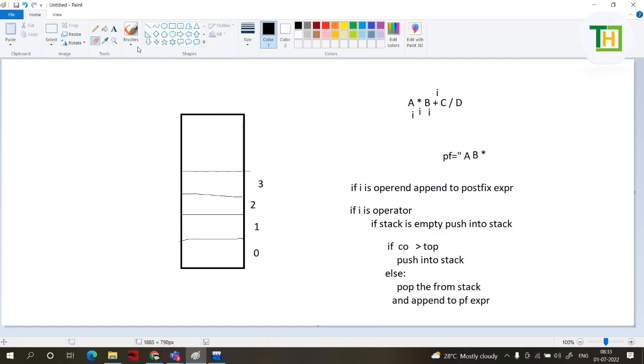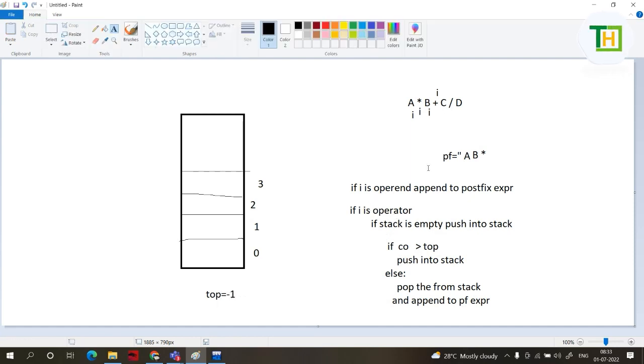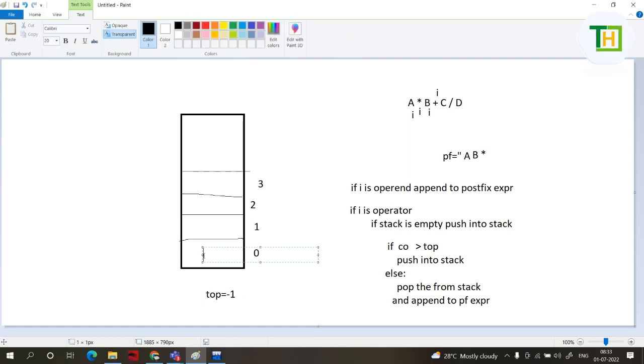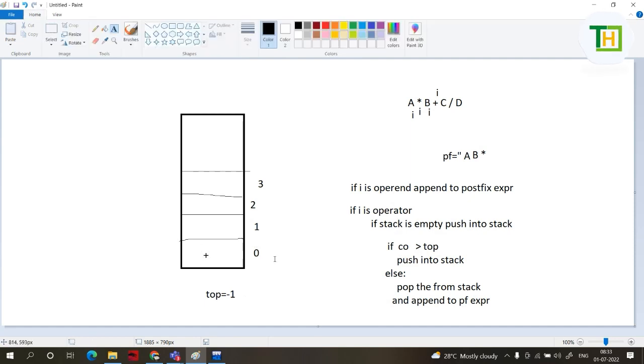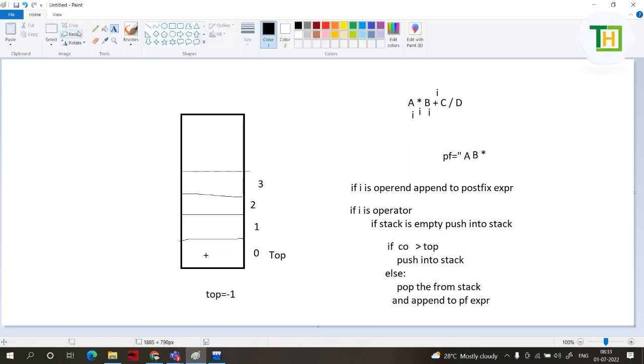Top is now at -1. Then again, I is an operator, right? I is a plus only. If the stack is empty, what we have to do? Just simply add plus into the stack here. That's it. Plus into the stack. That's it. Nothing else.